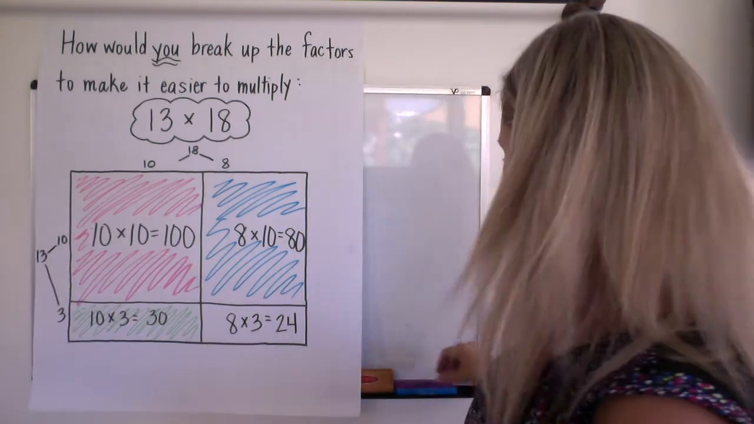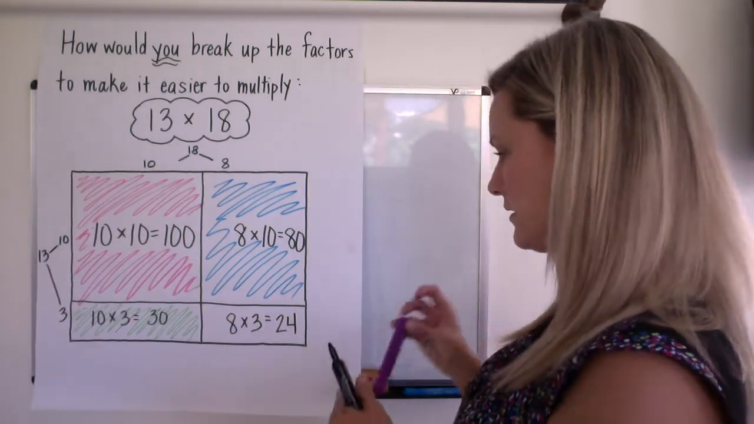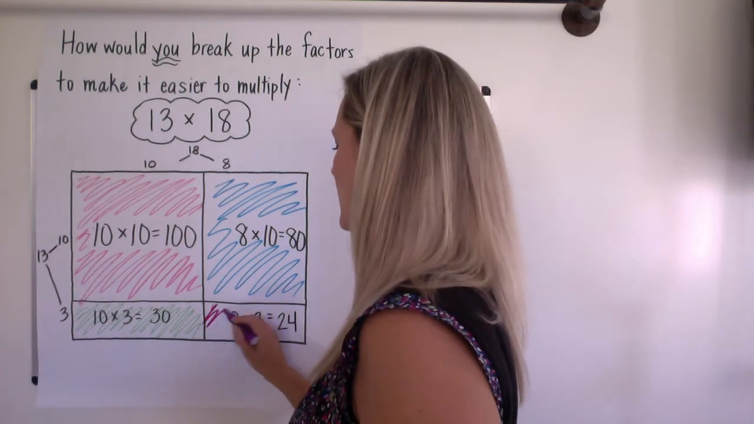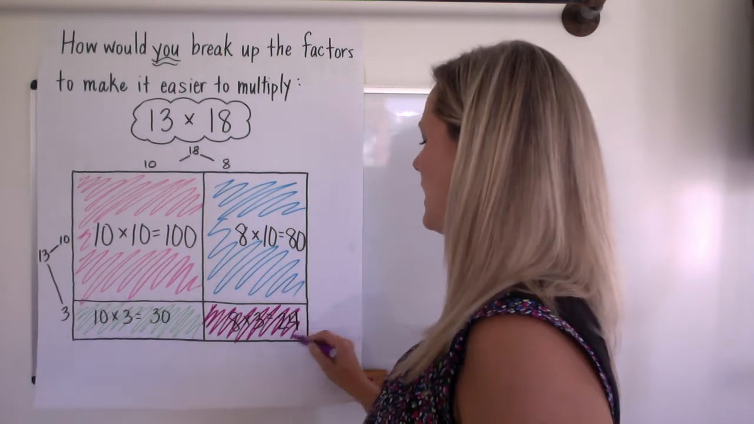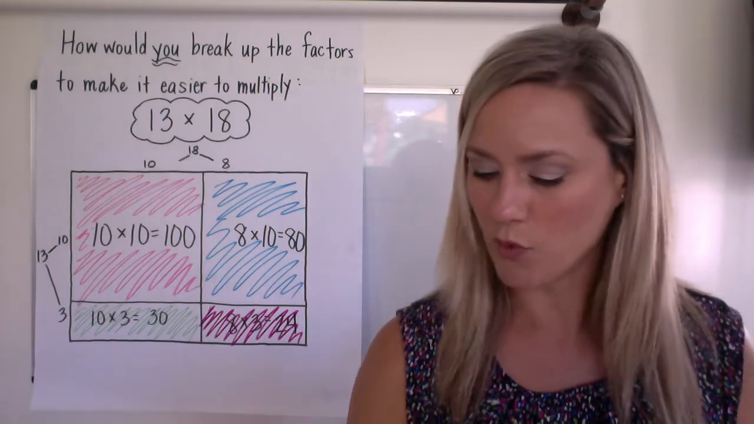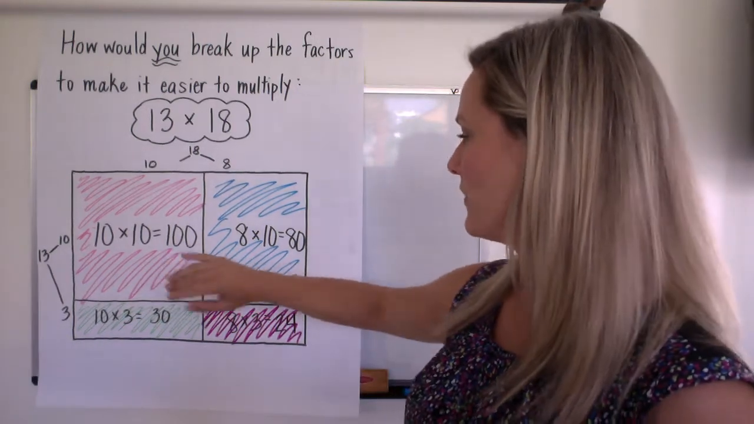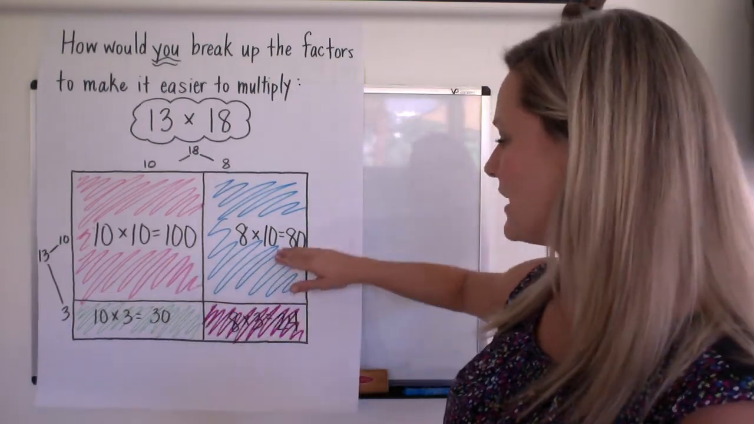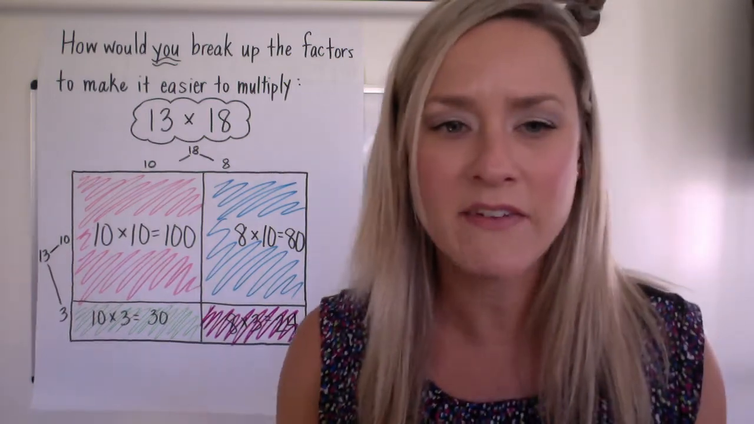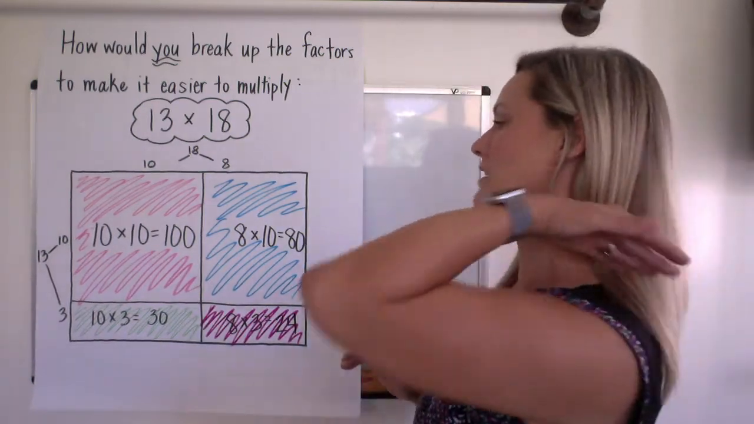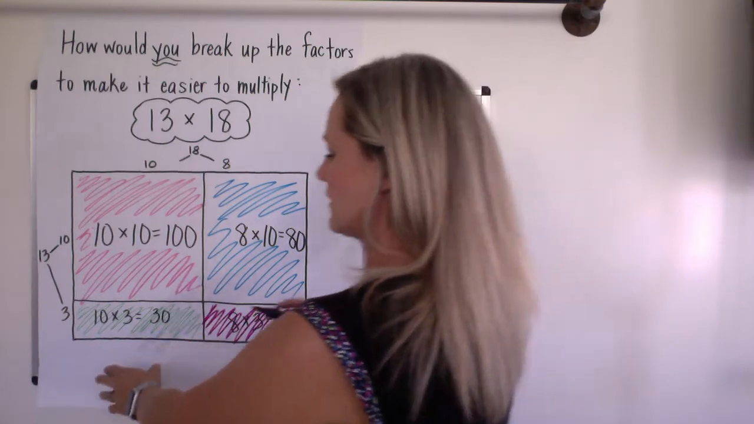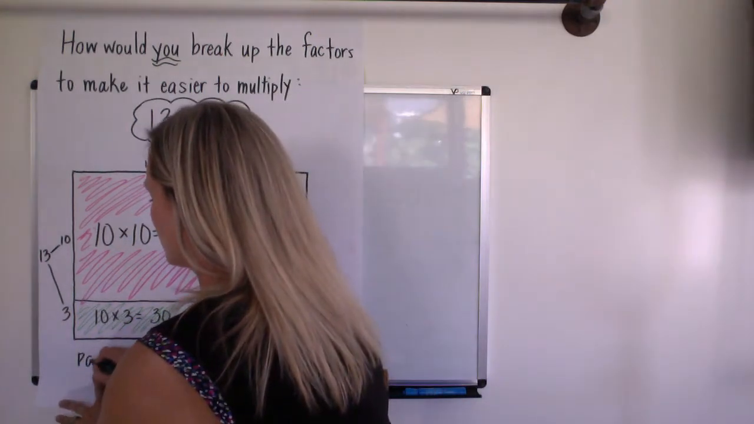All right, so now get my last color. Get a little purple in our lives. Actually, that looks like pink, doesn't it? All right, so we've got 100, we've got 30, we've got 80, we've got 24. These have a special name. These are our partial products. Okay, so our partial products.